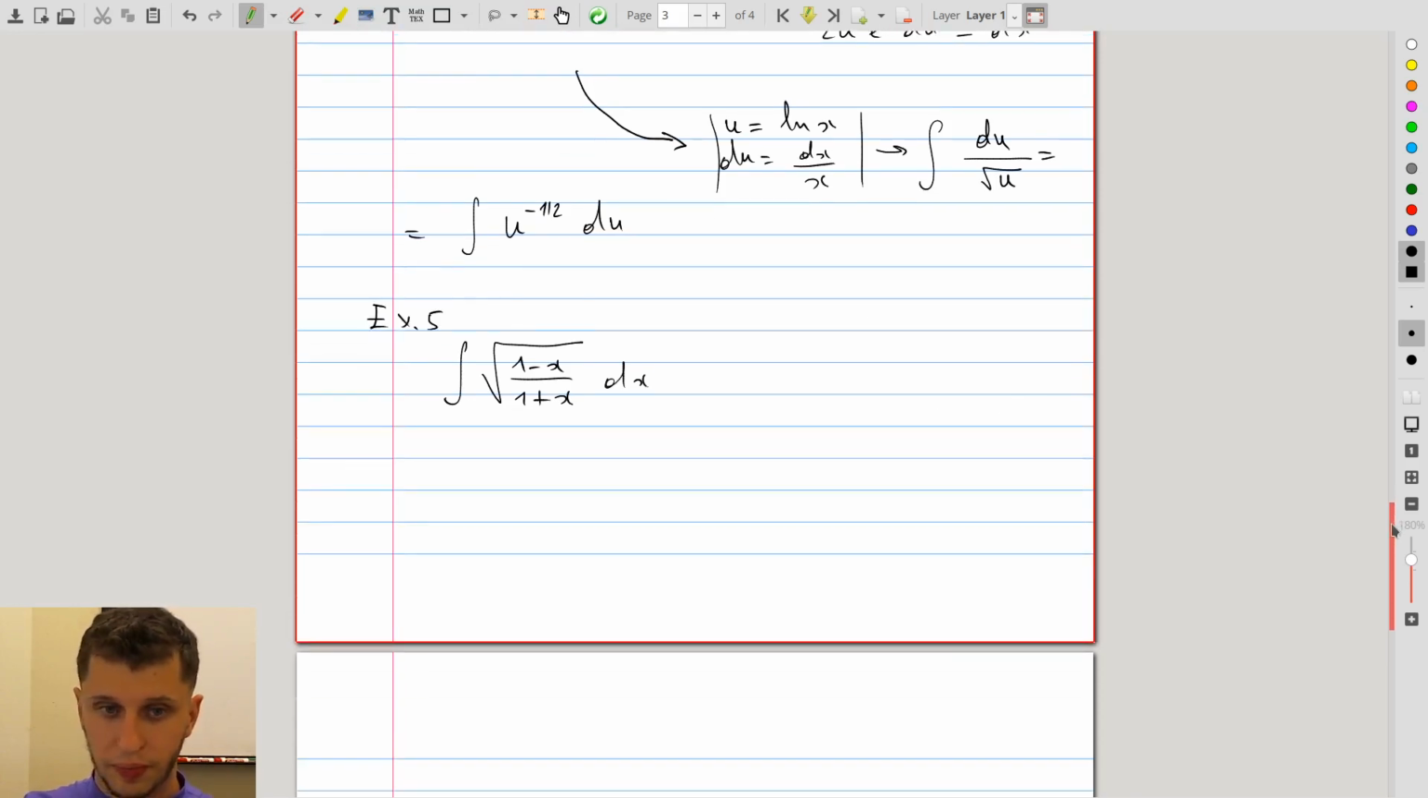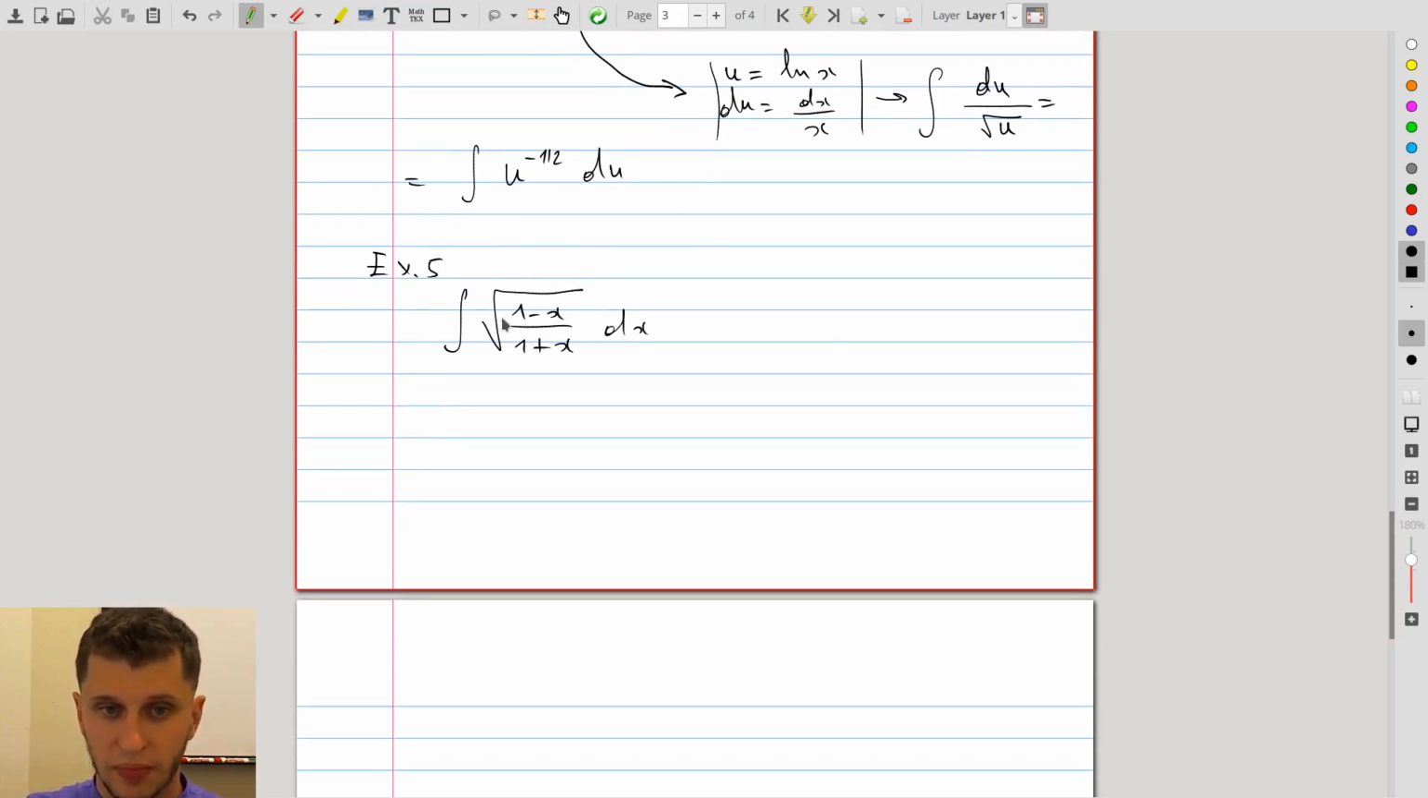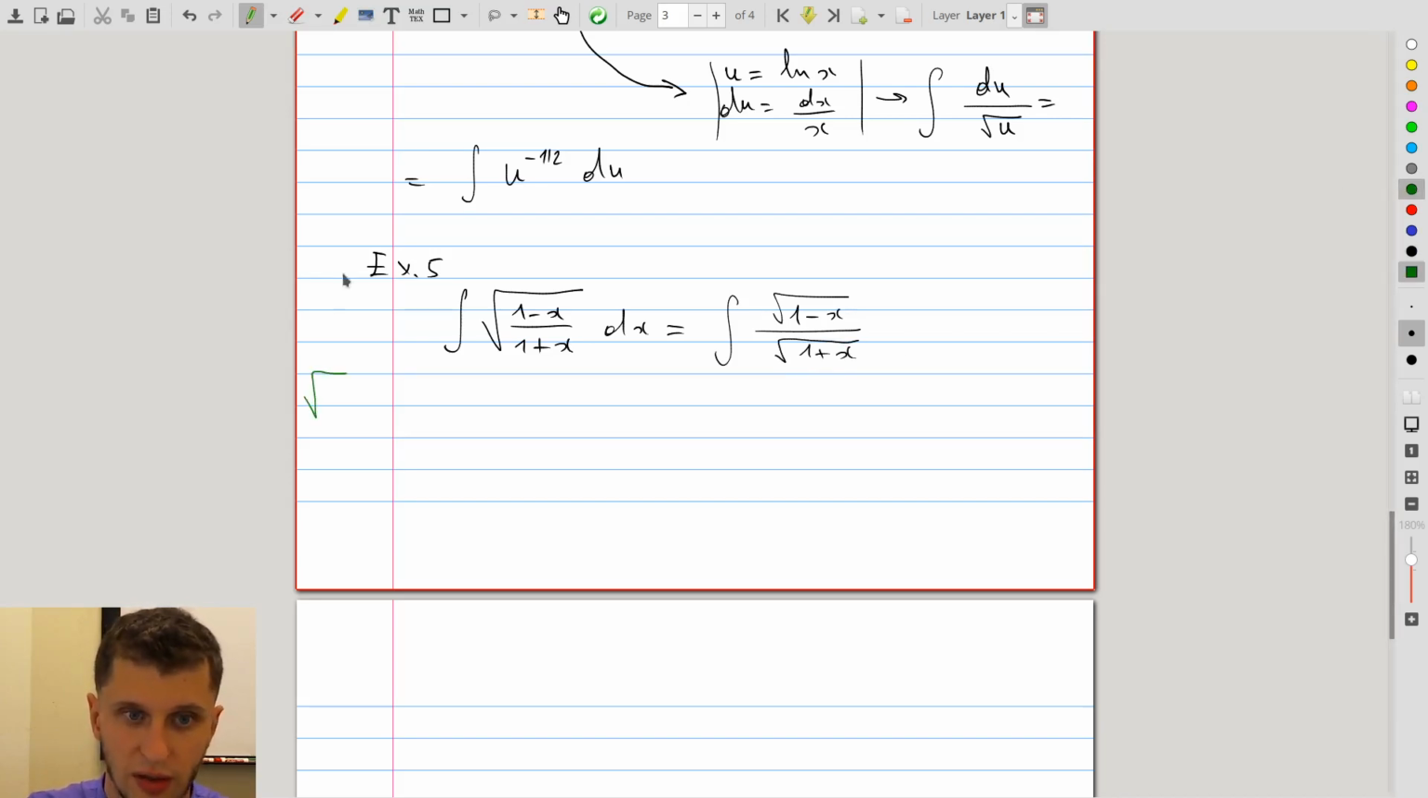What we will do is observe that this ratio here, this square root here, is the same as the square root of 1 minus x divided by the square root of 1 plus x. Here we're using the property of square roots that says if you are looking at the square root of a ratio, you may just as well rewrite this as the ratio of square roots.